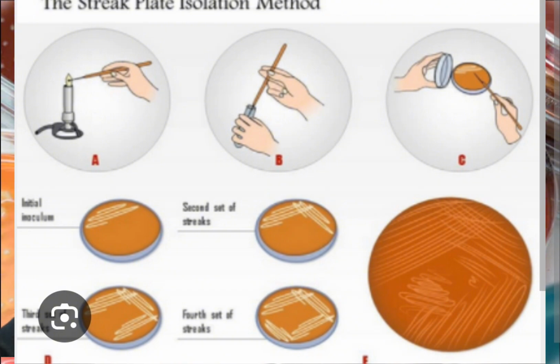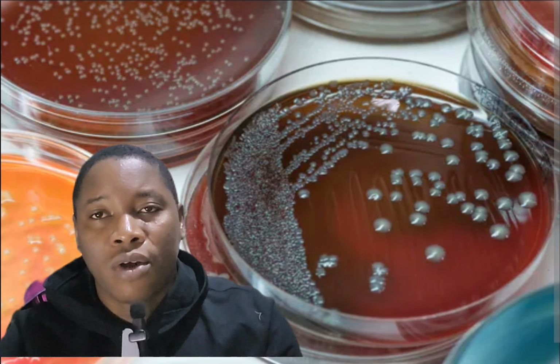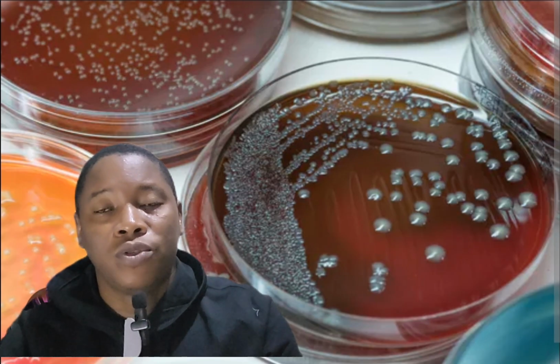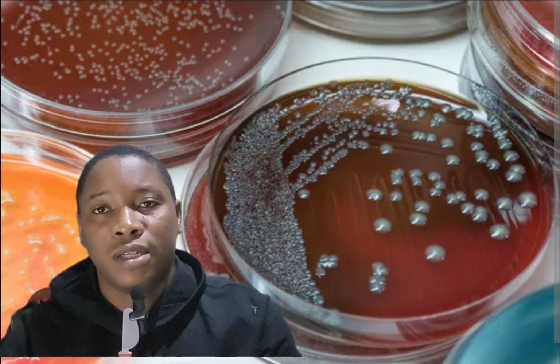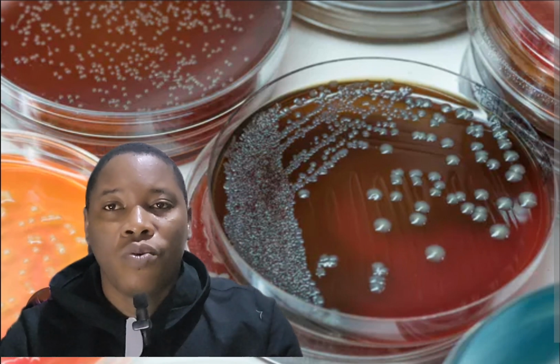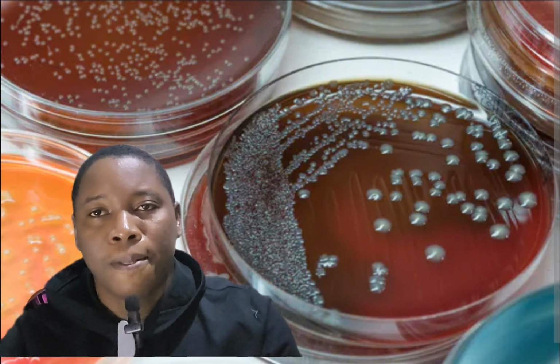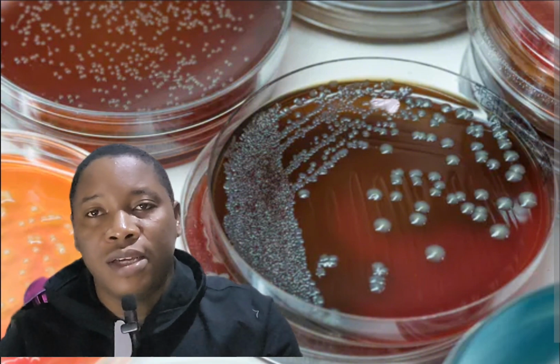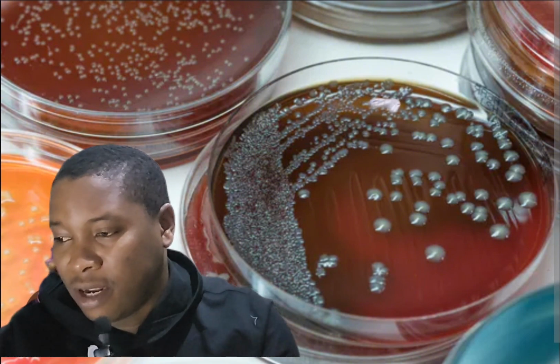Now we know that we have controlled conditions under which we're able to grow these microorganisms in the laboratory. We want to control the temperature, we want to control pressure, we want to control the nutrient source, and then we're able to grow these microorganisms. And these are very important.